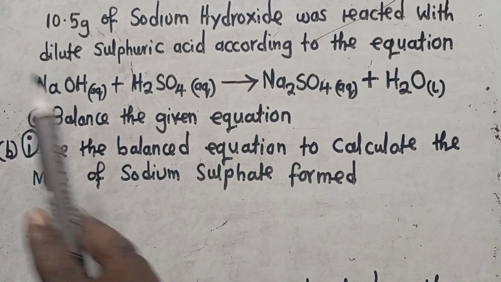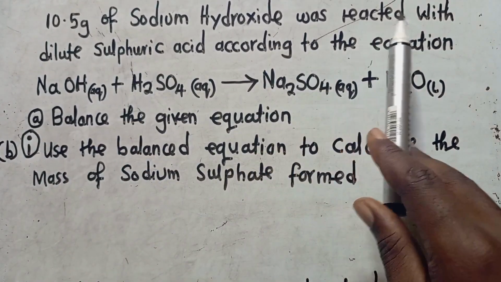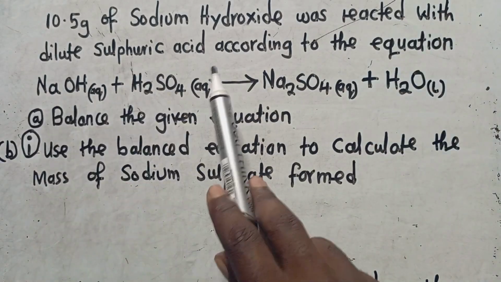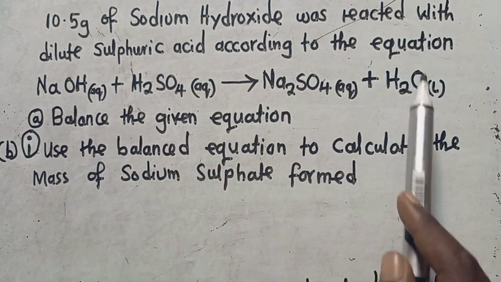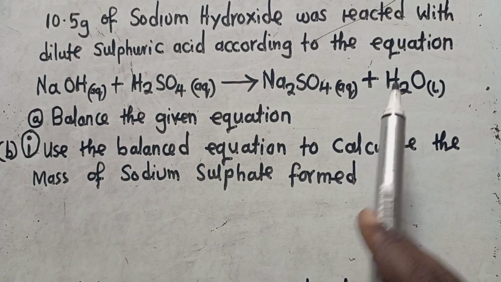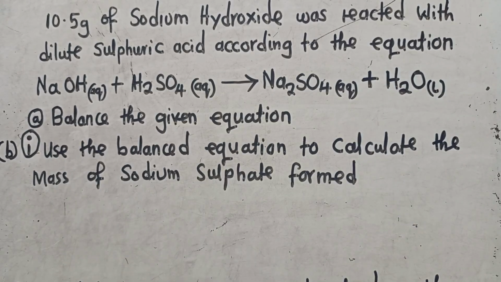The question is saying 10.5 grams of sodium hydroxide were reacted with dilute sulfuric acid according to the equation. So this is the given equation. The first question is saying balance the given equation. How then do we balance this given equation?